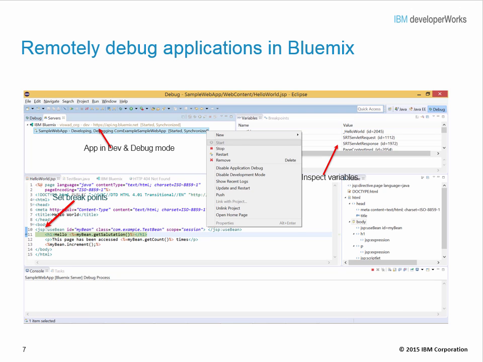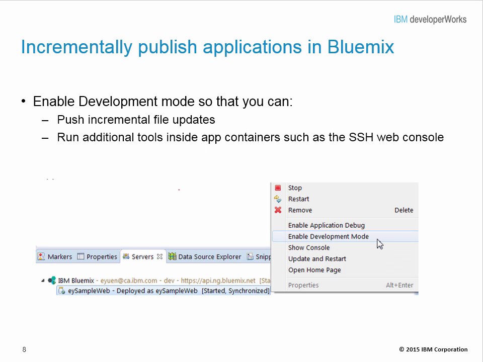When enable application debug is selected, development mode is automatically enabled. You can disable application debug mode while keeping the development mode to incrementally publish application changes to Bluemix without redeploying the app. Earlier, you had to deploy the entire application for a simple change in the app. With incremental publish support, you can publish only the changed files to Bluemix, and the changes will take place immediately without a redeploy of the entire application.